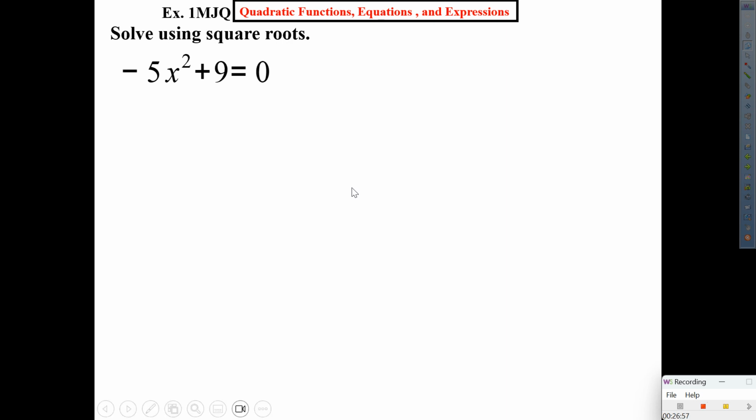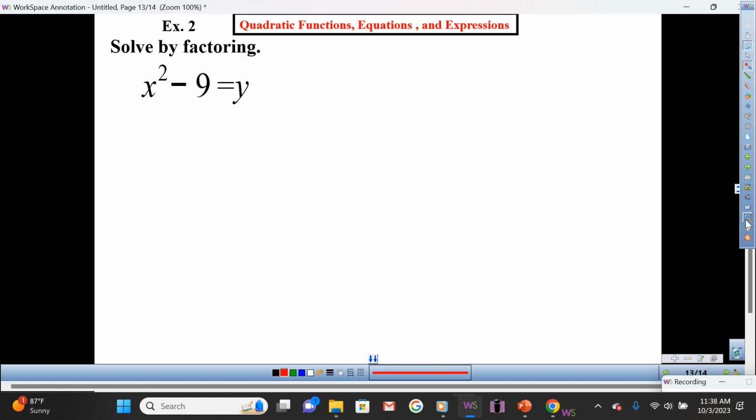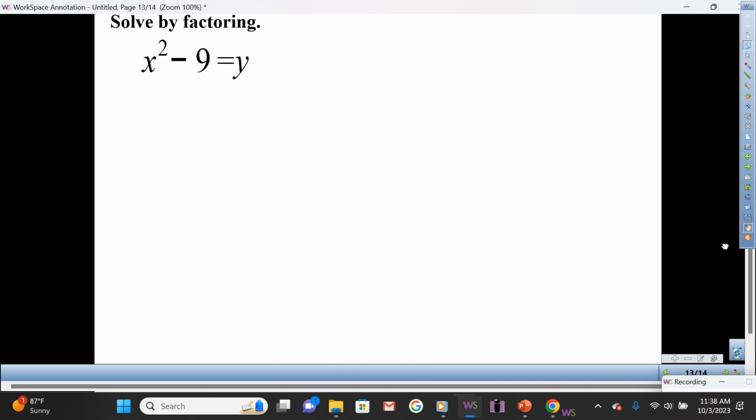Copy this one, example number 2, solve by factoring. Example 2, solve by factoring, x squared minus 9 equals y. All right? It's going to go fast, so pay attention. Here we go. Just copy it. I'm going to go through the process.